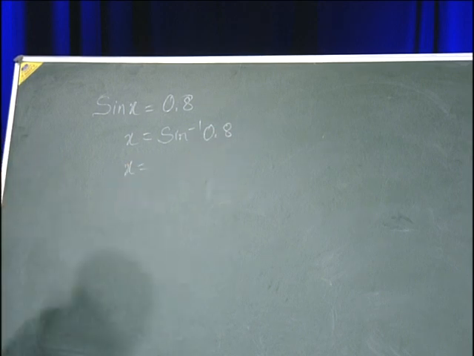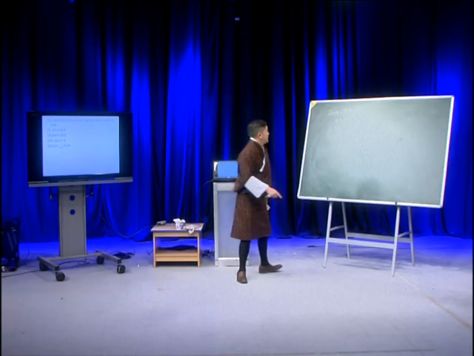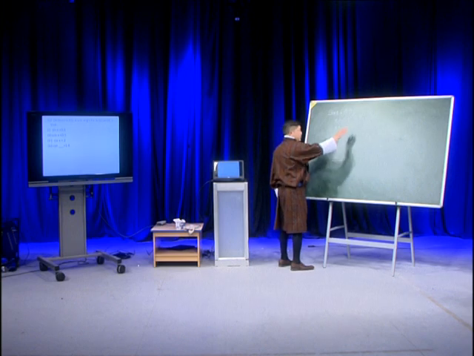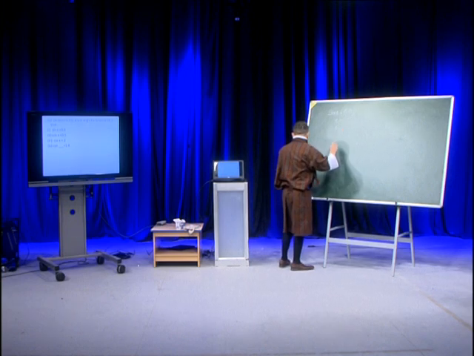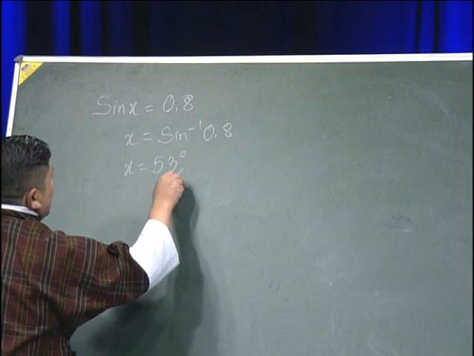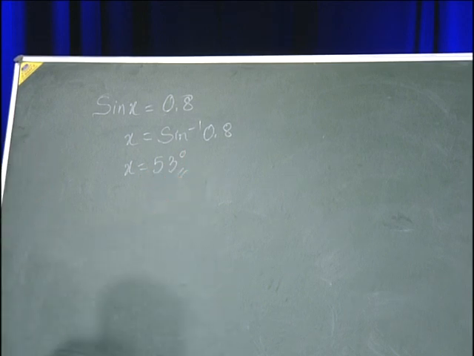Now how to type sine inverse? You take your calculator, press shift. First you press shift. It's on your left hand top corner. Press shift and then press sine. You will get this type of symbol. Then type 0.8. You are going to get 53 degree. You will get 53, and that should be 53 degree.